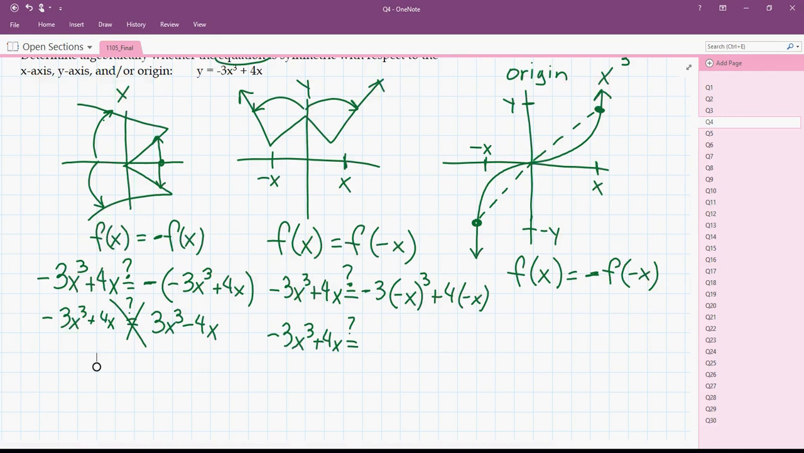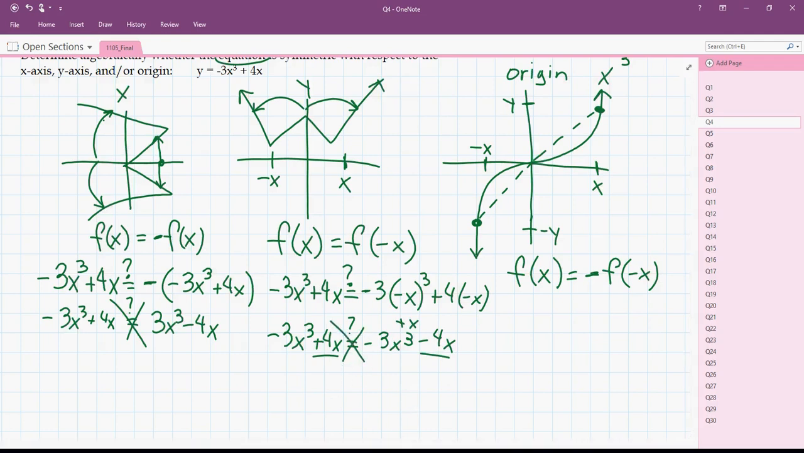If you have a negative squared, it is a positive, but a negative cubed is still a negative. So negative x cubed actually winds up being negative x cubed, and negative 3 times it gives you positive... Positive x cubed times negative 3 gives you negative 3x cubed. So this is looking good so far. We have a negative 3x cubed, negative 3x cubed. But this multiplication gives you a negative 4x. So on this side we have a positive 4x, there we have a negative 4x. So this also does not work.